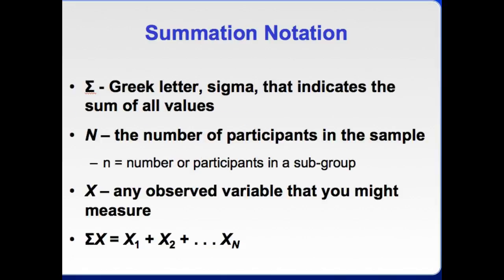Summation notation. The Greek letter sigma indicates the sum of all values. N is the number of participants in the group. X is any observed variable that you might measure.